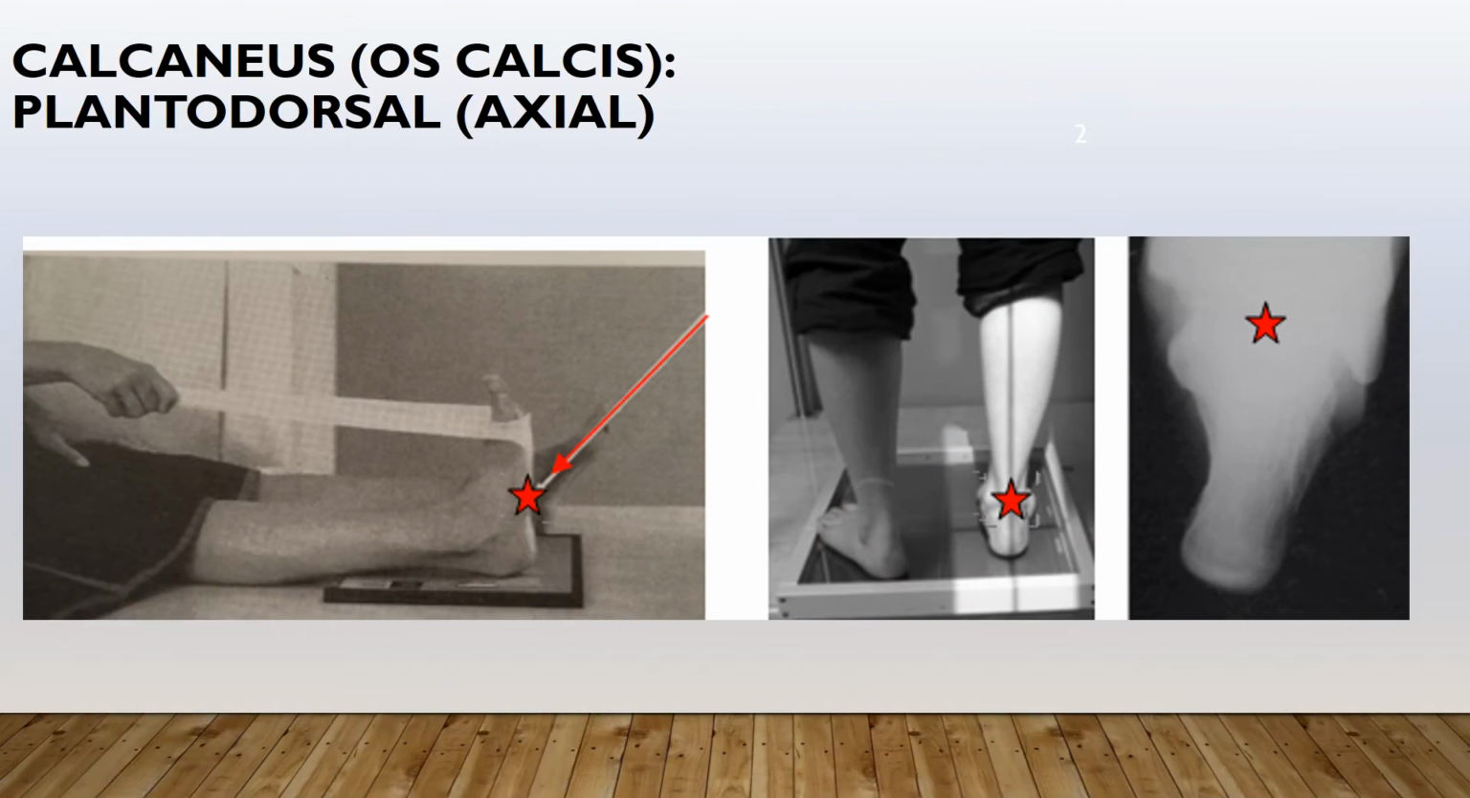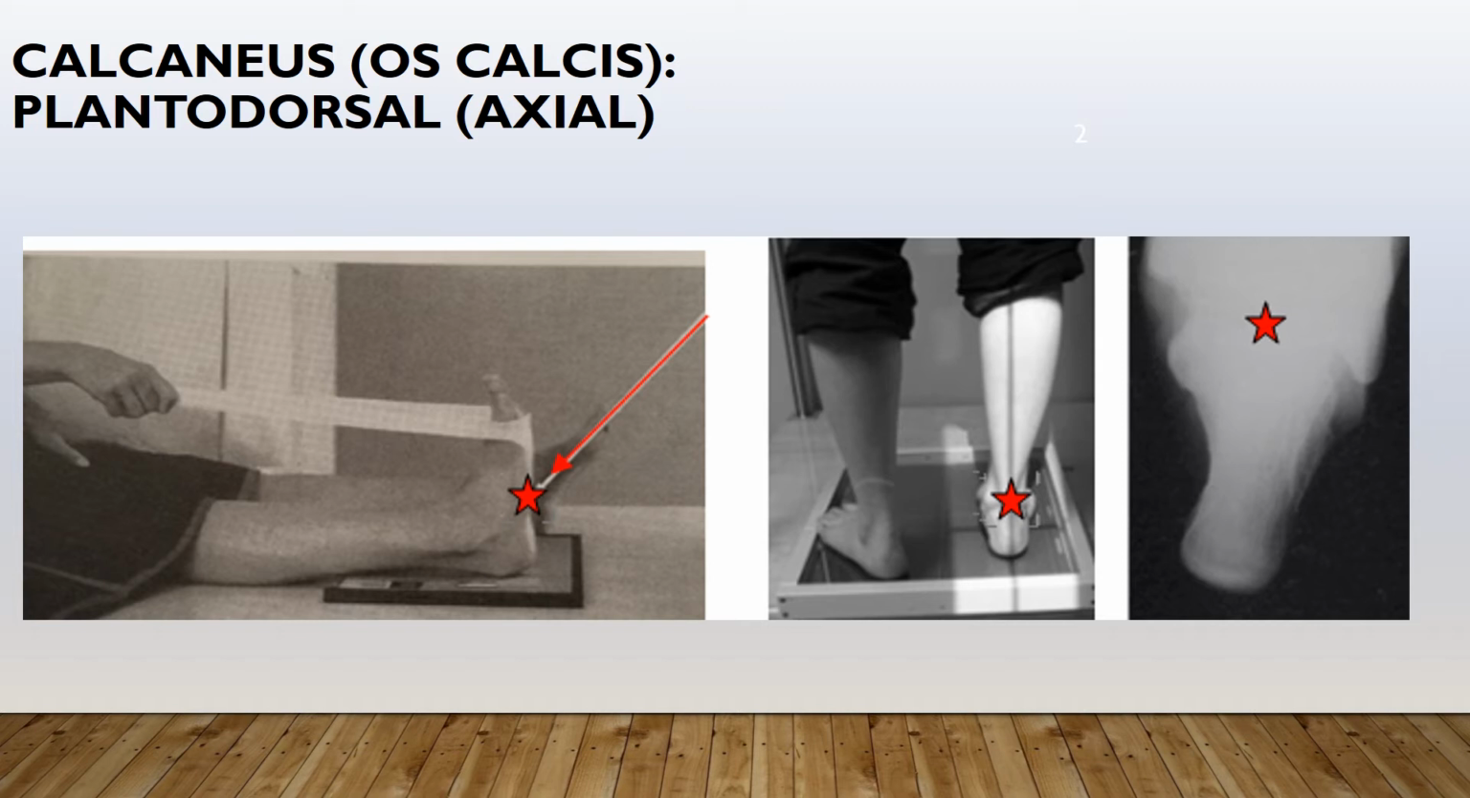Here is a calcaneus or an oscalcis view, and this is the plantodorsal or axial view of the calcaneus. Have the patient seated or supine with the leg fully extended. In the first picture, you were seeing that you center the image receptor to the ankle. Have the patient draw the plantar surface of the foot perpendicularly to the image. And the central ray will be 40 degrees to the long axis of the plantar surface of the foot, entering the midline at the level of the base of the third metatarsal.